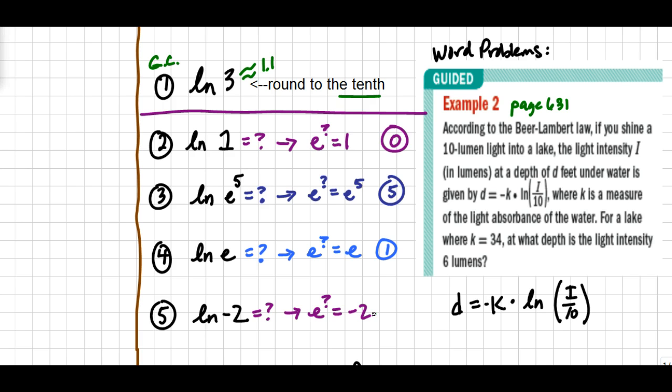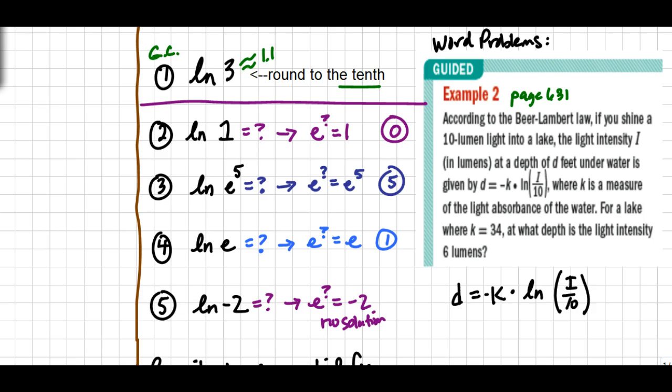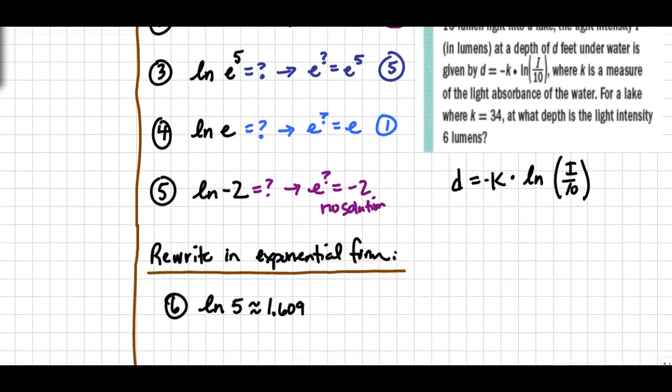You can't take a base, raise it to a power, and get a negative. The only way for that to happen is if the base was negative to begin with. So on this one you'll say no solution. We will come back and look at the word problem in just a minute. I want students to look at one more with me.